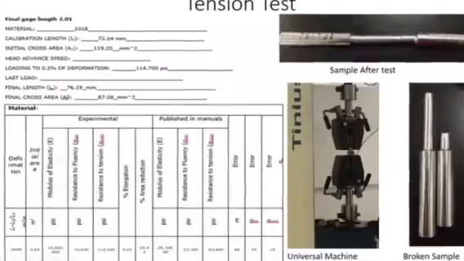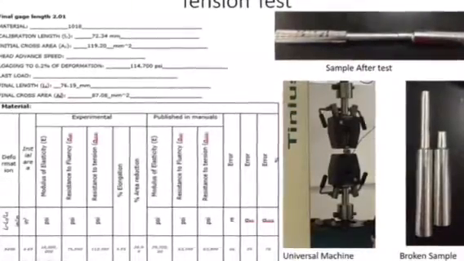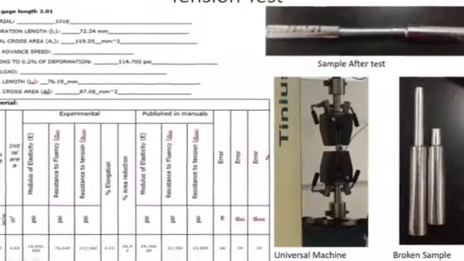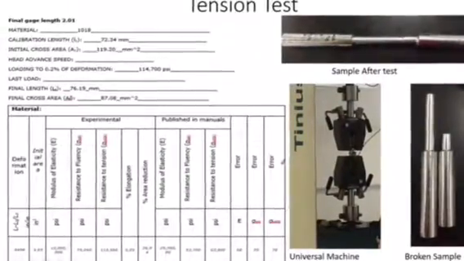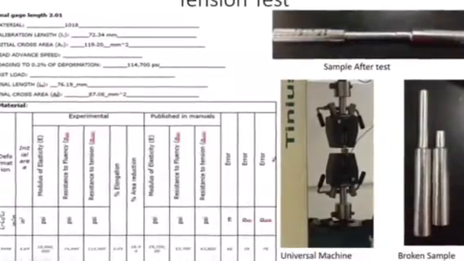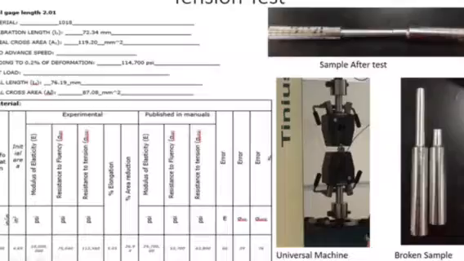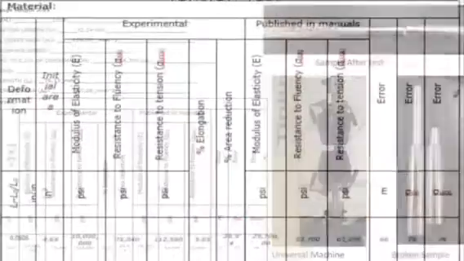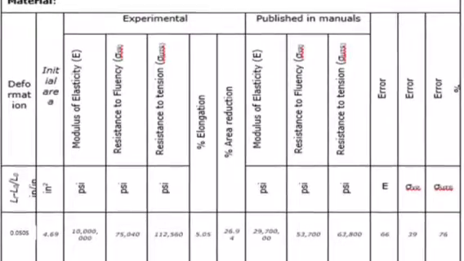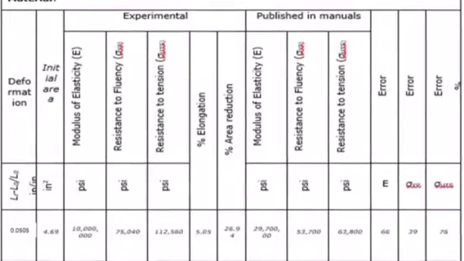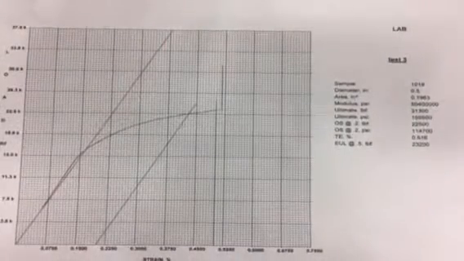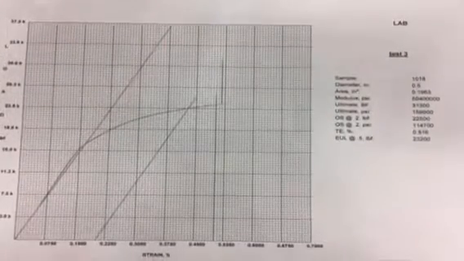The fifth test was the tension test. We can see in the image the universal machine and the test of my sample and how it was broken. Also, we can see the results, the experimental results, and the published manual values. The experimental results we got from the formulas we have, and some results we have to get from the graph we got from the universal machine, like the yield strength and the modulus of elasticity.